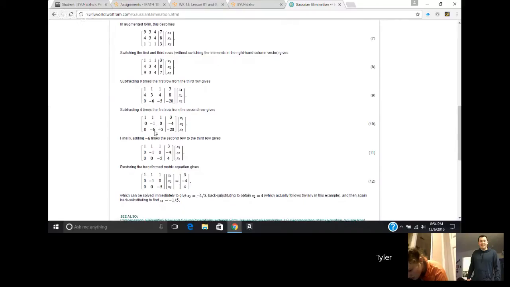And then they just repeated that process as many times as needed to figure out that this -1 times x2 is -4, and -5 x3 is 4. And so then you could solve for x2 and x3, and then you use those to solve for x1. If that makes sense.